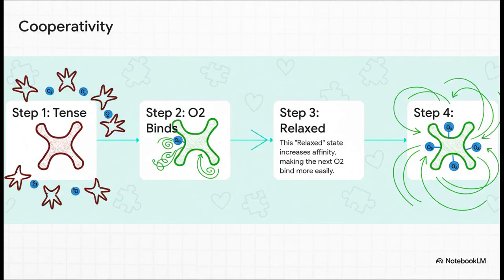So why is this bus analogy so good? Well, it's because of hemoglobin's superpower, something called cooperativity. See, at first, hemoglobin is in this tense state. It's a little reluctant to pick up that first passenger. But once the first oxygen molecule hops on, bam, the whole thing changes shape into a relaxed state. This makes it way easier for the second, third, and fourth oxygen to bind. Its affinity, or its stickiness for oxygen, actually goes up the fuller it gets.